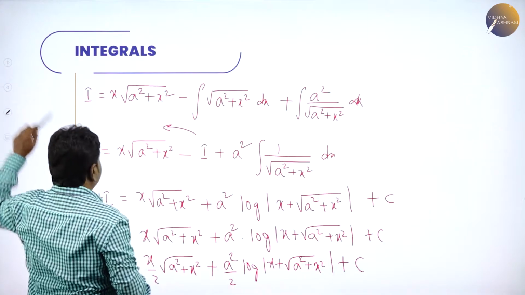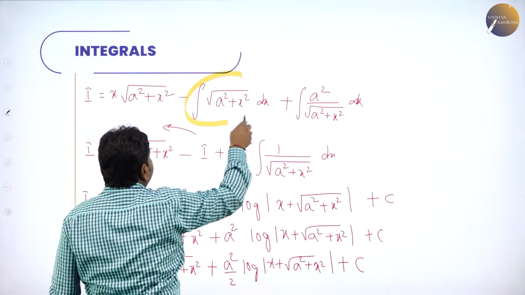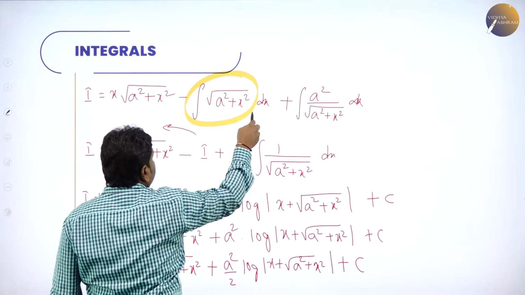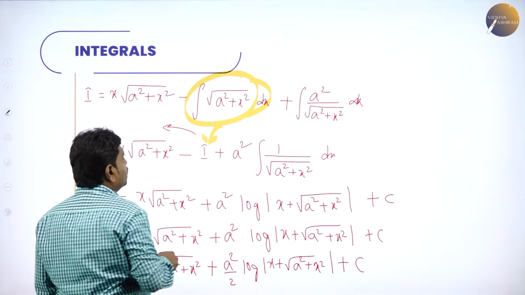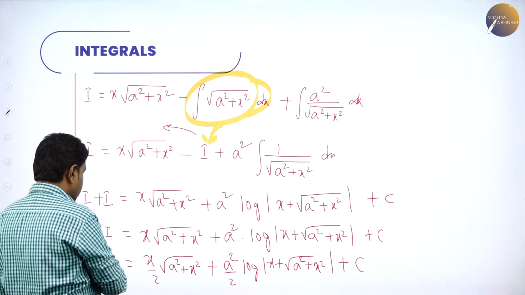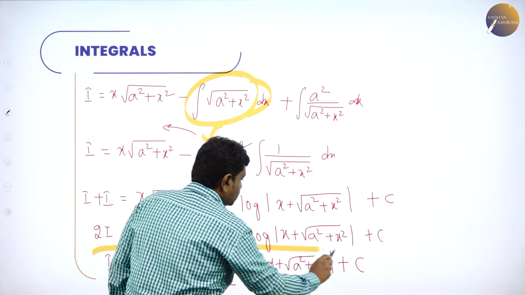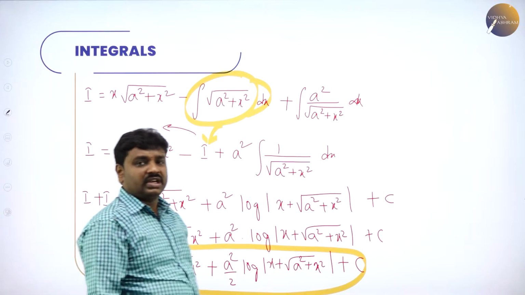So further in next step, here we will get this. This is highlighting point. So here integration of root of a square plus x square dx. This is given problem. We can write this as what? I. So minus I, you bring this side, it will become 2I and simplify, you'll get. This is a final answer which you should memorize. So what is integral of root of a square plus x square dx?